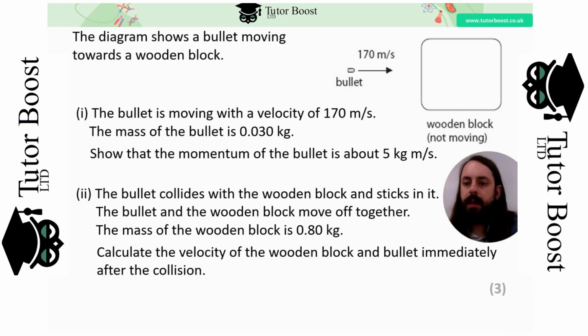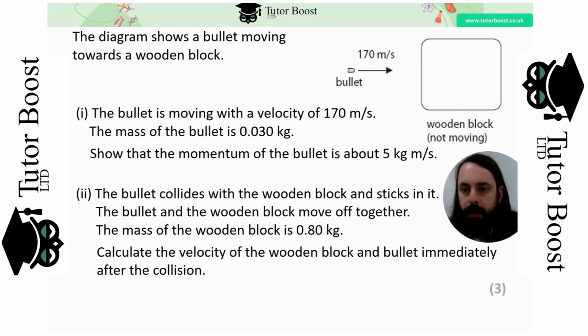Okay, so this question came not so long ago in the official GCSEs. As I mentioned before, I'm a GCSE teacher and GCSE examiner for Edexcel, so I've marked this question quite a few times. Now, we need to show that the momentum of the bullet is about 5 kg meters per second. So, we're going to calculate the momentum, really simple.